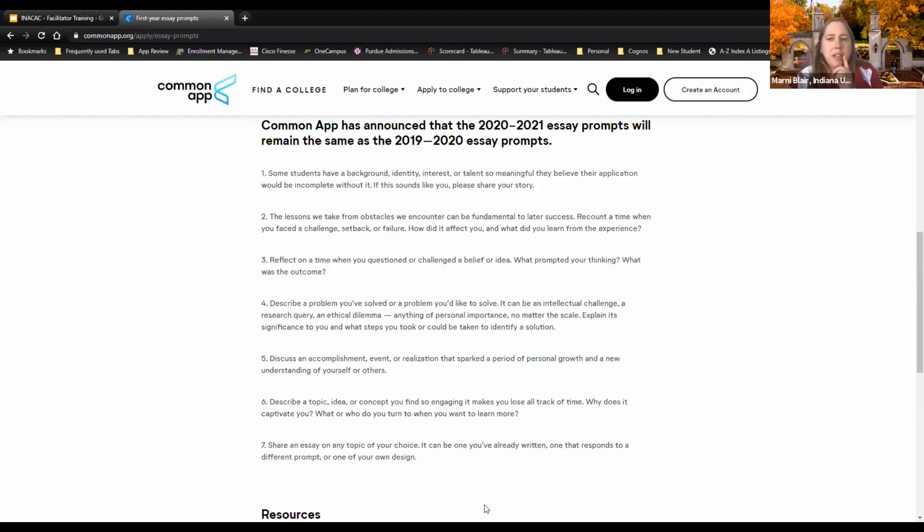And let me also say, I think there's a new prompt, right? The COVID prompt. I have not seen that, but if you talk about it, regardless of the school that you apply to, remember that every person on the planet is experiencing the pandemic. So if you're going to talk about it, again, be specific about how it's affected you.